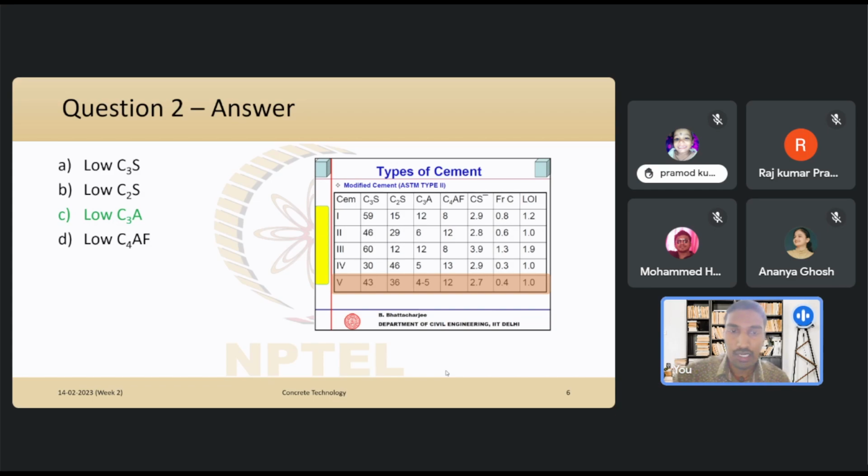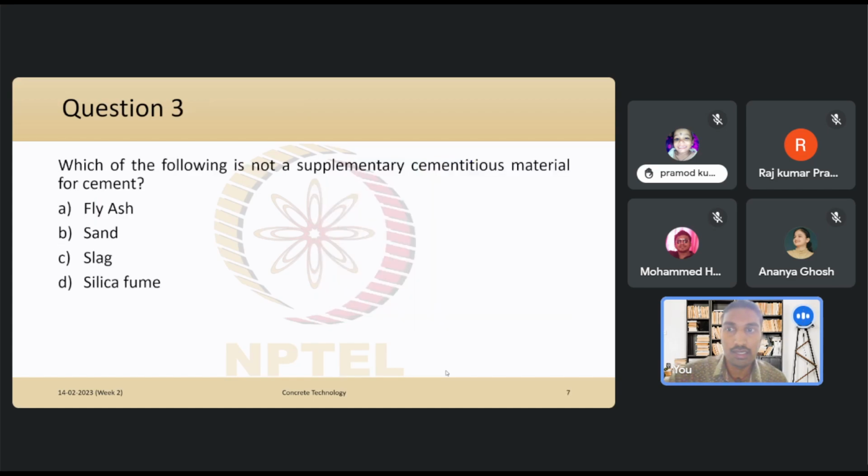Okay, so any questions before we move on? Okay, moving on to question number 3. Which of the following is not a supplementary cementitious material for cement? The options are fly ash, sand, slag, silica fume.